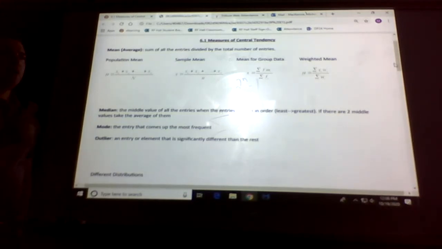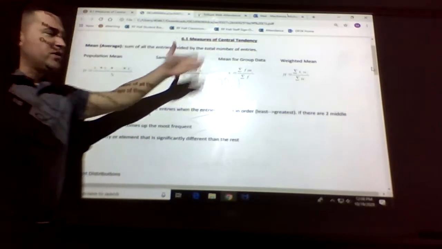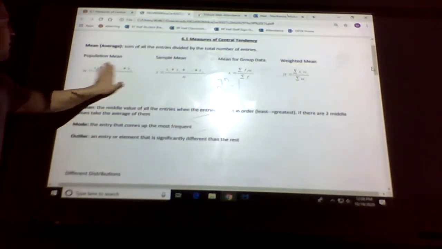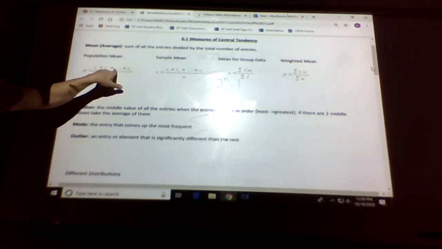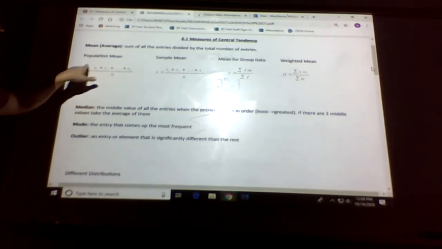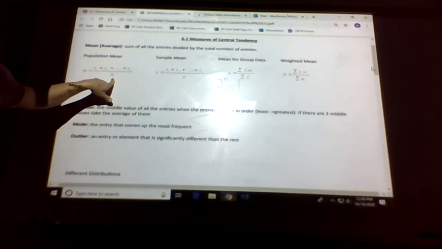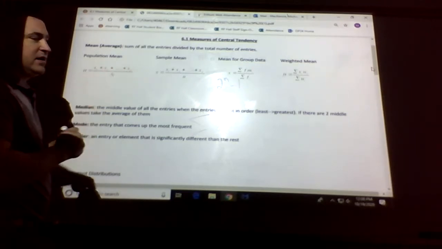So for mean, you just add up all your values, and then you divide by how many there are. So, the sum of all the entries divided by the total number of entries. But we have 4 different formulas for the mean. What you've done in the past is just x1 plus x2 plus x3 plus x4, which is just adding all the values together, and then dividing by how many there are. So here, x1 plus x2 all the way to xn.